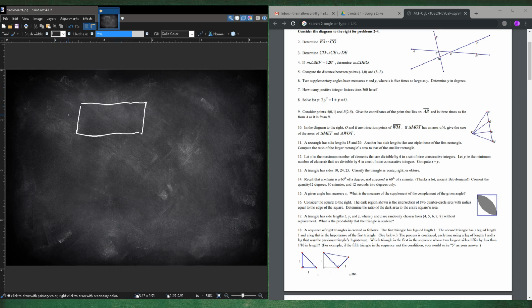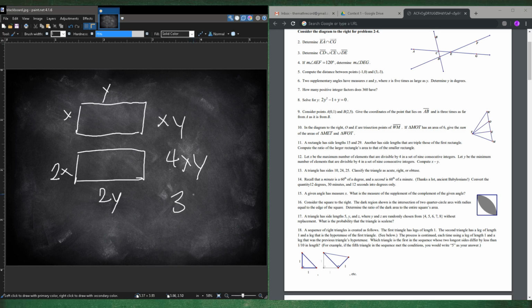So just think about it. Let's say your side lengths are x and y, right? And this one is 2x and 2y. The area of this would be xy, and this would be 4xy. You see how this is 4 times? Whatever the side length ratio is, you just square it. So if this is triple of that, the ratio of this to the smaller one, it doesn't look like it's smaller, but it is, would be just 3 squared. So it's just 9.